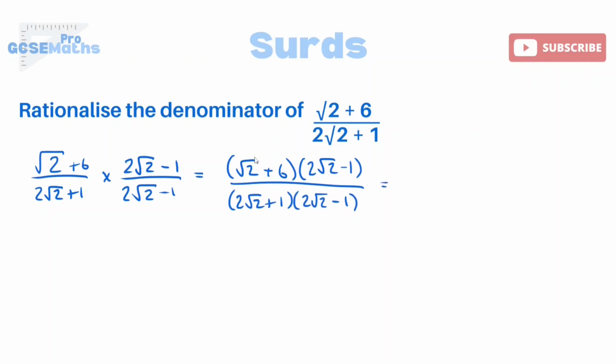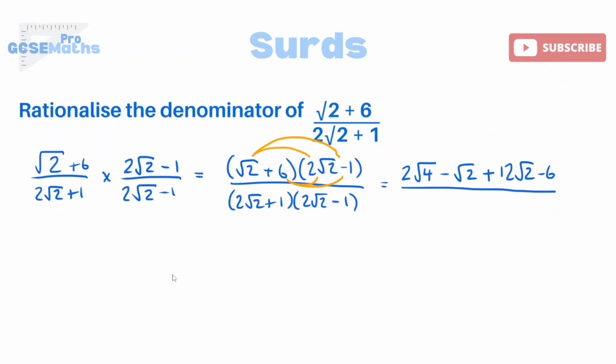Let's expand it. Root 2 times 2 root 2. So I've got 2 at the front, and then that becomes root 4. Root 2 times minus 1, pretty straightforward, is just minus root 2. Okay, now we're coming to the 6. 6 times 2 root 2. Now remember that 6 is not root 6, it's just 6 as a whole number. So we're just changing the number in the front. So we've got 12 root 2. And finally, 6 times minus 1 is just minus 6.